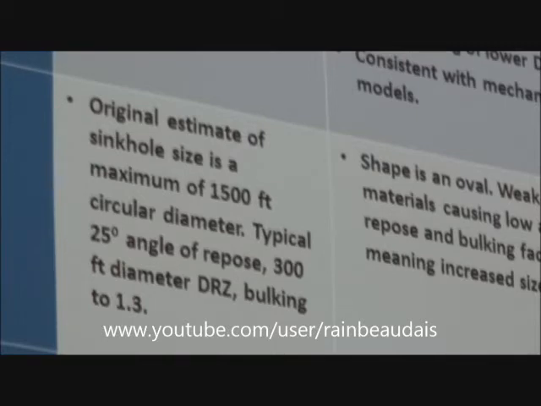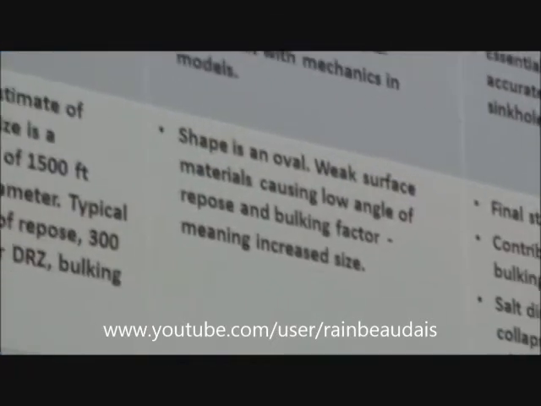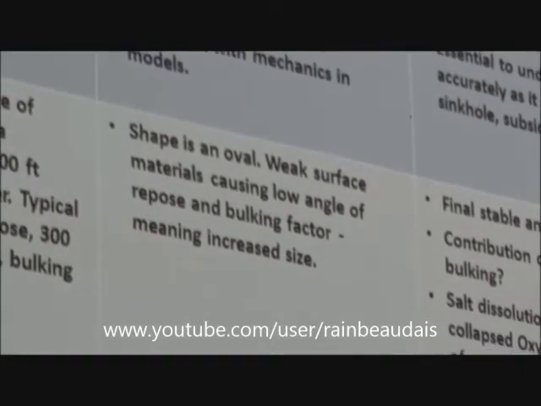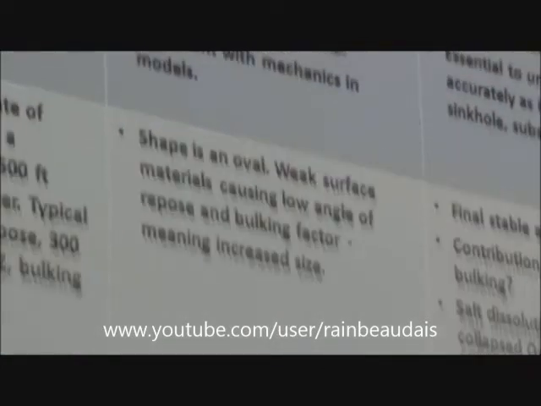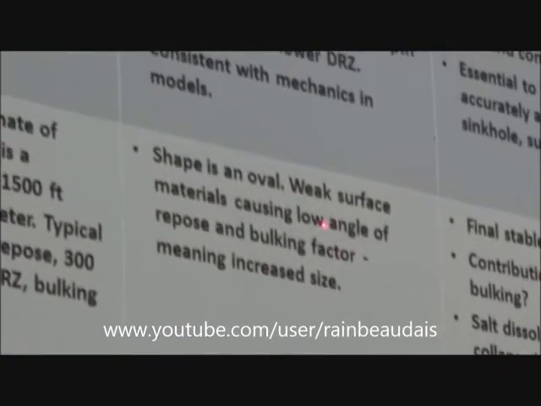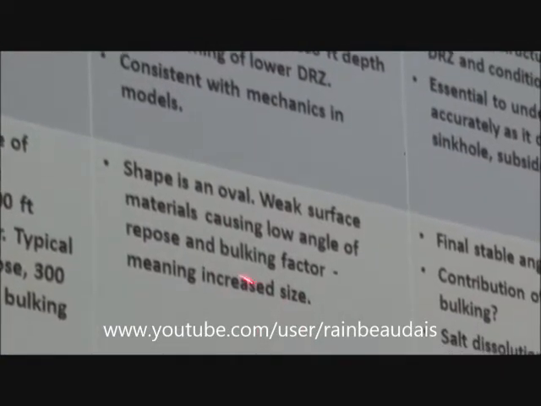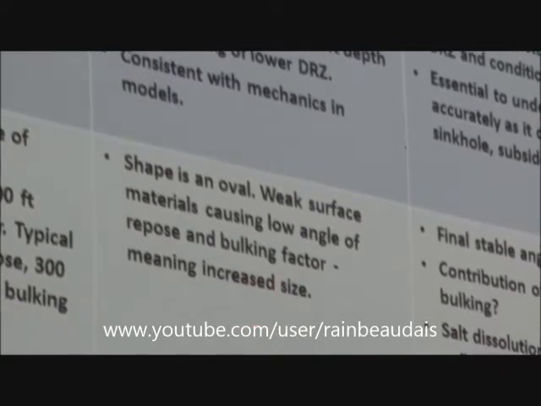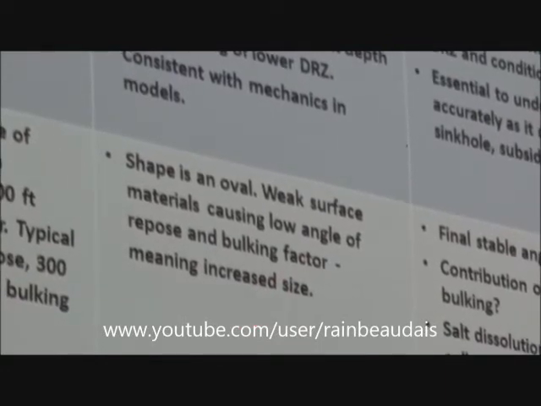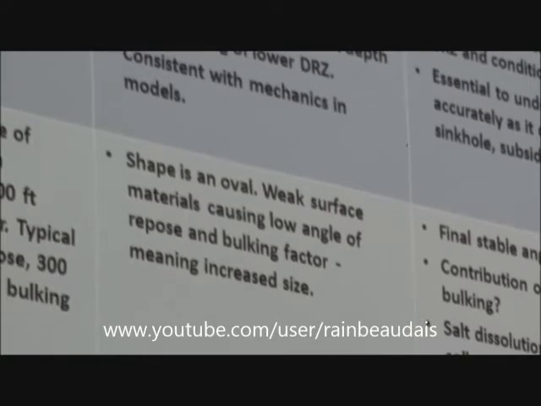We now think that that's not happening, and in fact the bulking is about 1, because we're getting a lot of mixing going on as this material flows down. The shape of the sinkhole is actually an oval. We see it following the outline of the salt dome, the edge of the salt dome. And these weak surface materials we've observed over the last 9 months are causing a very low angle of repose, so much lower than our 25 degrees.